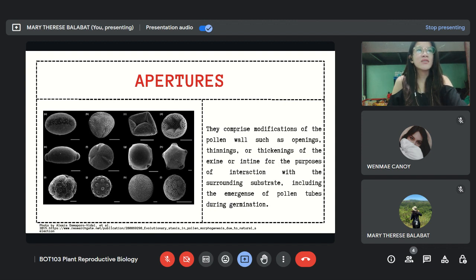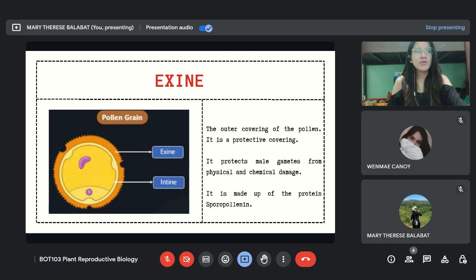So the intine is the inner, less hard layer of the pollen grain, made up of pectin and cellulose. It plays a very important role in the maturation of the pollen grain and germination of the pollen tube.